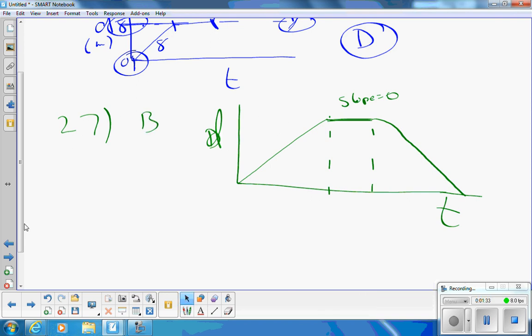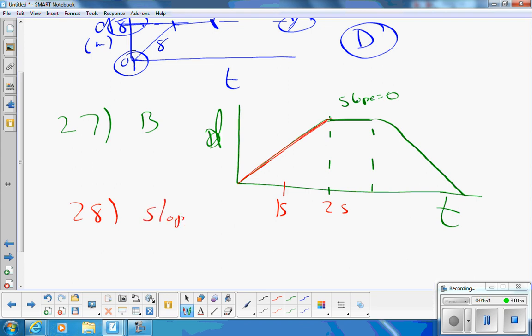28 is referring to the same graph, and they say, what is the velocity at t equals 1 second? That's 1 second. This is 2 seconds over here. To find the velocity, we need to find the slope of this section of the graph. And so we would do a little slope calculation, and I would pick these two points at the ends, and I have 3 meters minus 0 meters over 2 seconds minus 0 seconds, and then I get 1.5 meters per second. That's the slope of that section. That is choice D, as in delicious.